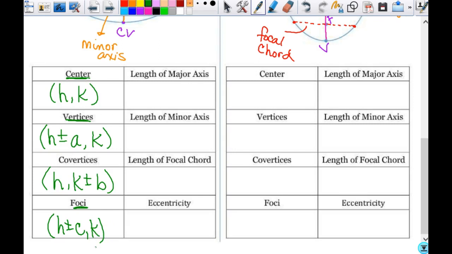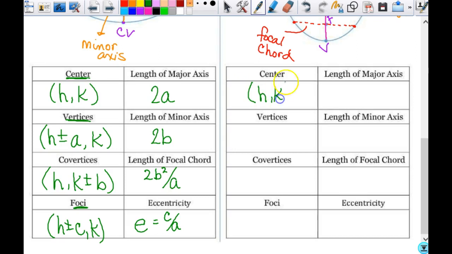What is the length of the major axis? 2a. Good. Because a is an important value, but 2a is the length of the major axis. 2b is the length of the minor axis. Length of the focal chord, 2b squared over a. And then eccentricity is c over a. Remember, that's how oval it is. Think about your eye.